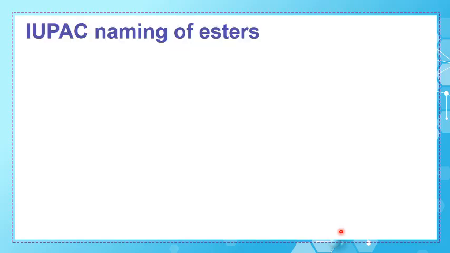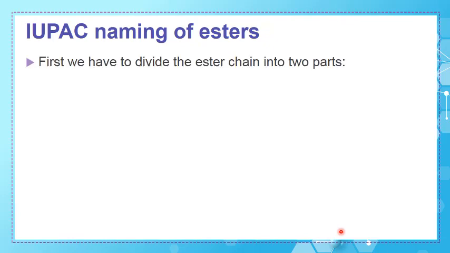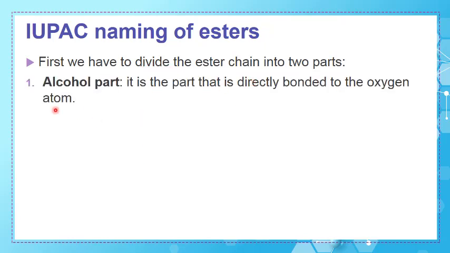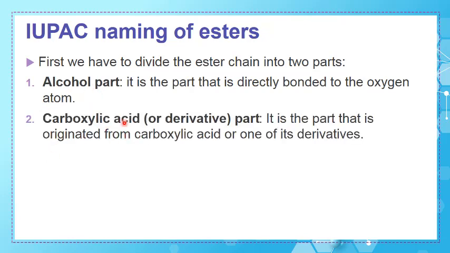What about the IUPAC naming of esters? Here you have to pay attention because esters have special rules for naming. First of all, we have to divide the ester chain into 2 parts: the part coming from alcohol and the part coming from carboxylic acid. Now the question is how to identify the part coming from alcohol. It is the part that is directly bonded to the oxygen that is alone, the oxygen in that chain. While the carboxylic acid part, as I said, I'm obliged to repeat it, but you have to forget about it so far, is the part that originated from carboxylic acid or one of its derivatives.